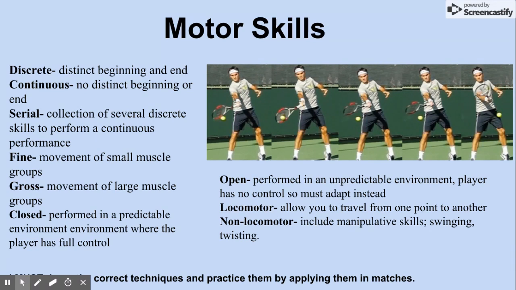An open skill is performed in an unpredictable environment where the object or context is changing, such as defenders or the flight of the ball. The performer must respond and movements must be adapted. An open skill in tennis is strategically hitting a backhand shot during a rally, as the professional must make the decision to place a ball in the area opposite the opponent.